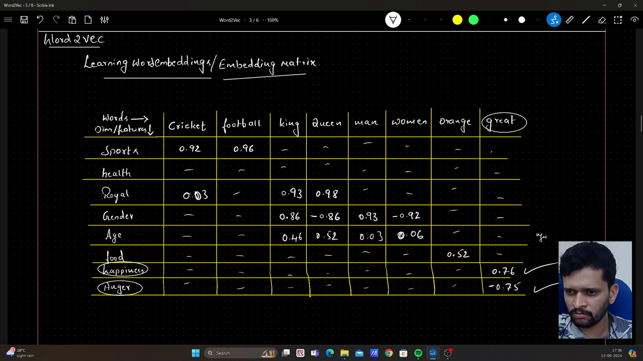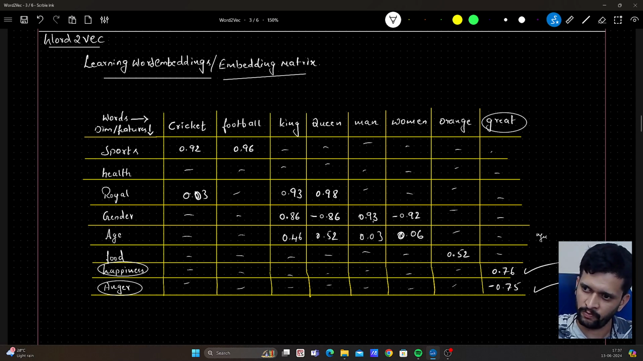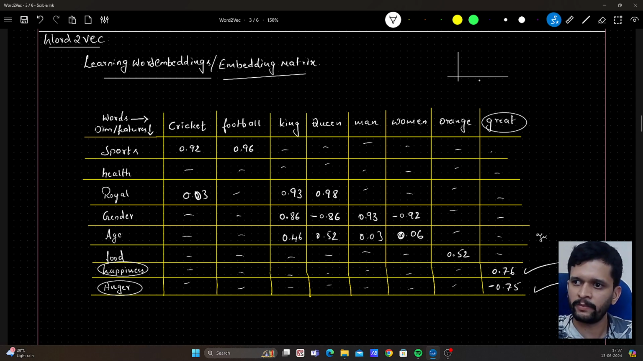When it comes to the gender feature, I can get a general idea when I compare the words man and woman. Man is male, woman is female, so the gender will have similar values, but the sign will be negative. Now if you plot man and woman in this 2D space, man will be somewhere here, woman will be somewhere here, if this is expressing gender. This is how we have to learn the word vectors for each of the words in our vocabulary.